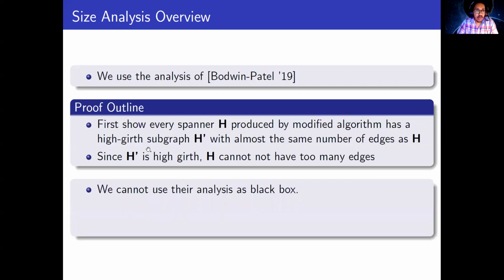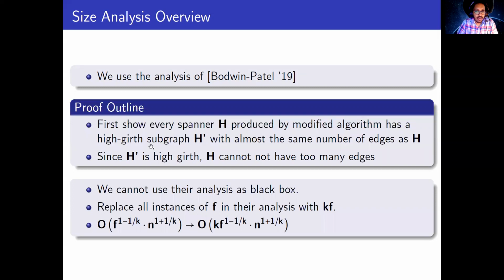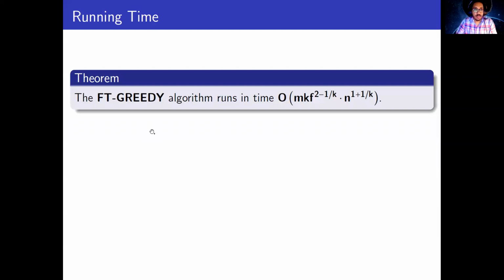Unfortunately, we couldn't use their analysis as a black box, since some of their theorems were specific to the unmodified greedy construction algorithm. For details, you can look at the paper, but what it boiled down to was replacing all instances of F in their analysis with kF, and this is due to our using an approximation algorithm to decide whether or not an edge is necessary. So this takes their size bound and adds a factor of k. So our bound is k, f to the 1 minus 1 over k, n to the 1 plus 1 over k. We now claim that the algorithm has the following running time.